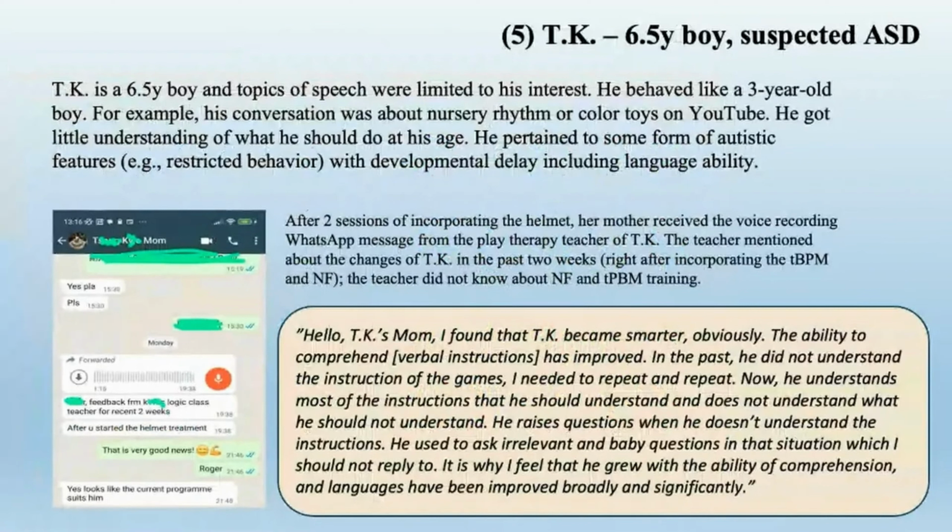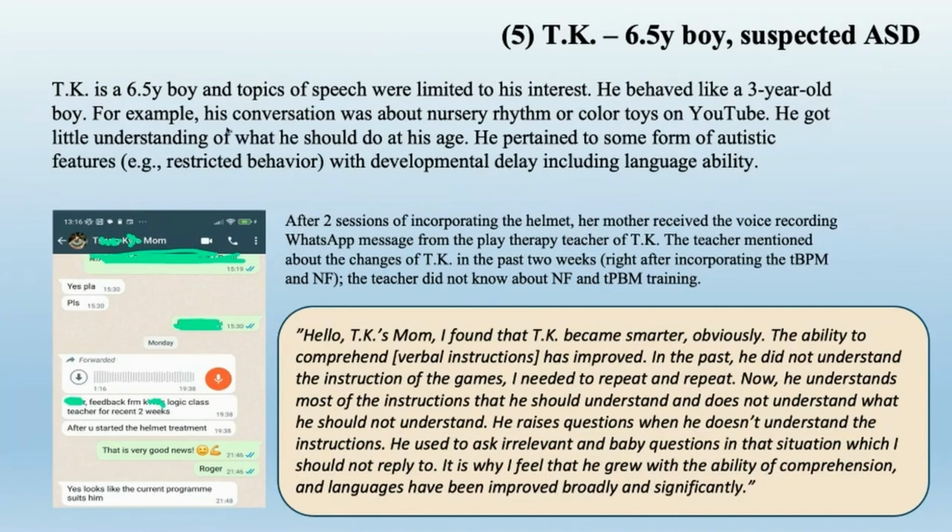Okay, the final one. TK is a 6.5-year-old boy. TK is comparatively not so behind compared to the previous children, and he can talk, but the topics of his speech were limited to his interest. He behaved like a 3-year-old boy.